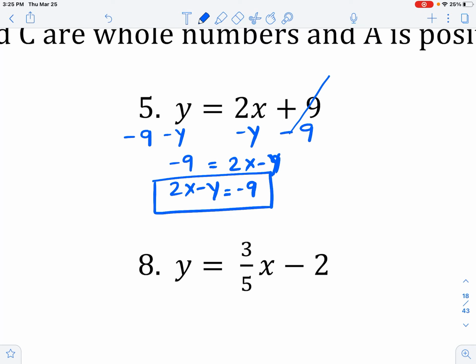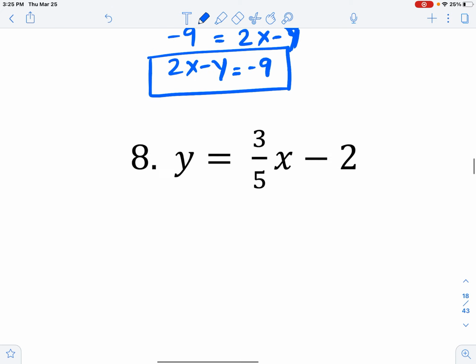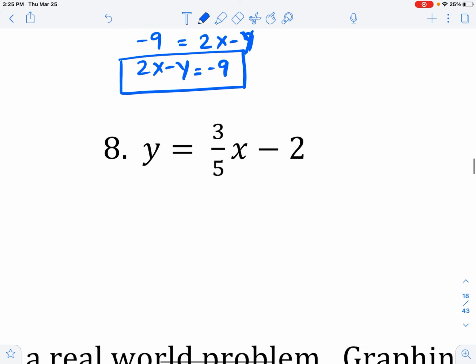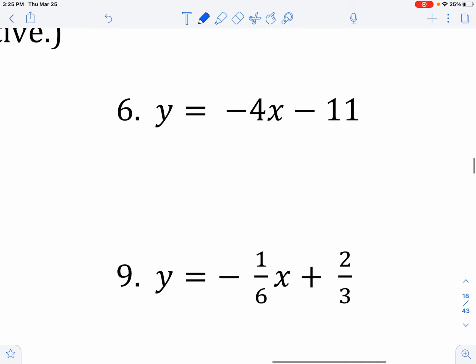Let me pick one more example. If I just go for 8, or let me do 6, let me try all questions. So if my x is negative here, because I want to keep x always positive. If it is positive, I'll leave it on the right hand side and then switch the sides. But if it is negative, it's good if I add 4x, so that when I add 4x on this side, it will become positive. So I don't have to get rid of the negative 11. Now it is 4x plus y equal to negative 11.